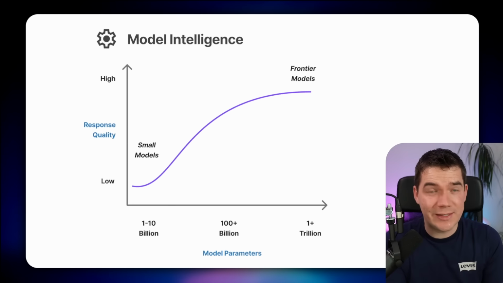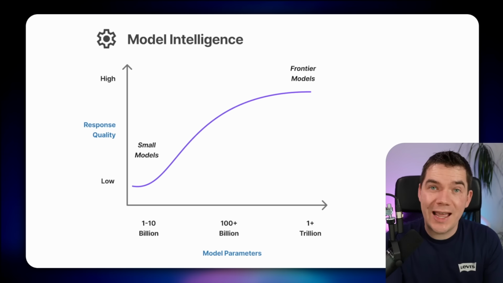And the reason for this is, generally speaking, the larger the LLM is, the more parameters it has, the higher the quality responses you're going to get out of it. This is because larger models are generally better at instruction following, tool calling, complex reasoning, and context handling. So by and large, you do get better responses out of larger models compared to smaller models.